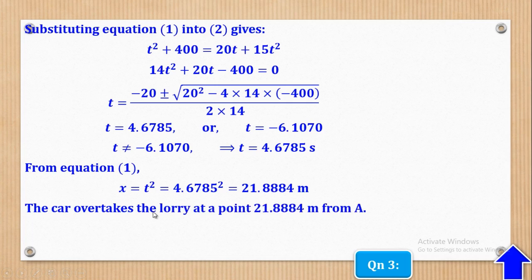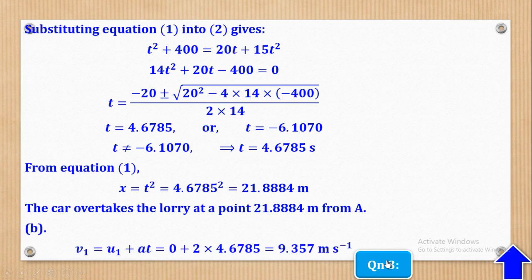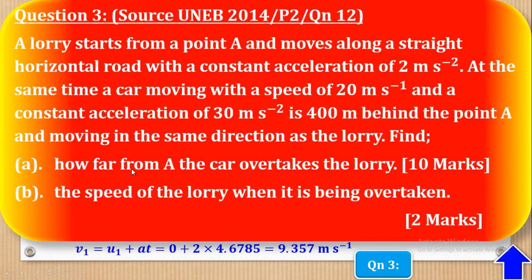We shall now conclude that the car overtakes the lorry at a point 21.8884 meters from A. So that was part A. Now we shall go to part B. Part A was asking how far from A the car overtakes the lorry, and that is 10 marks. We have got that. Now we are going to part B, where they say find the speed of the lorry when it is being overtaken.